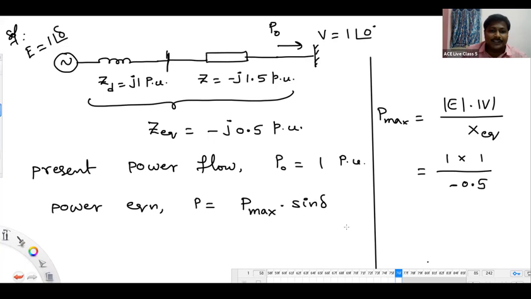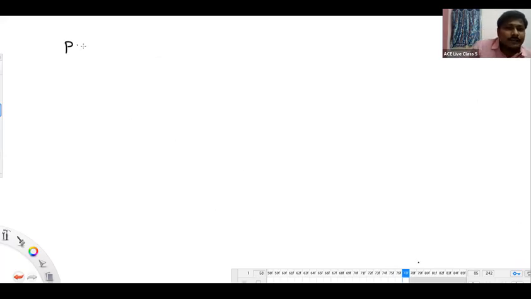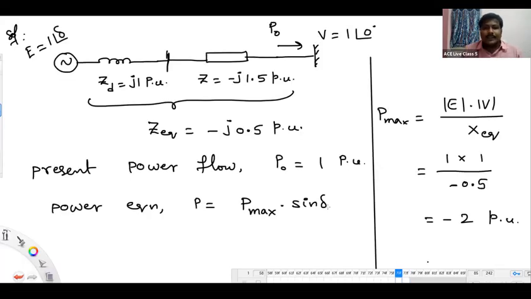Not with J. Abjit and Ashish, not with the symbol of J. We have to keep only the imaginary part of it here. Imaginary part is how much? Minus 0.5. Okay. So this number will come to be minus 2 per unit. Now you write that power equation simply as minus 2 sine delta.